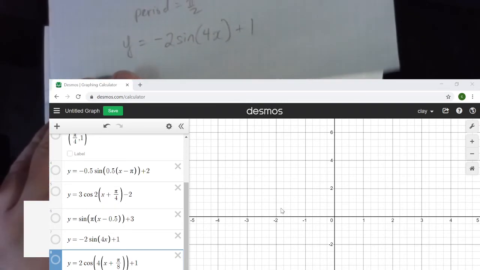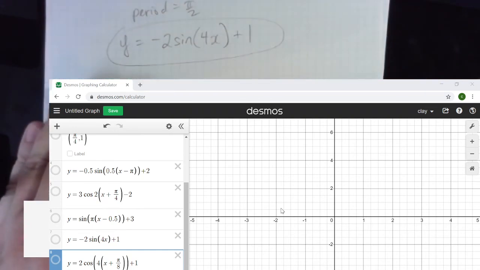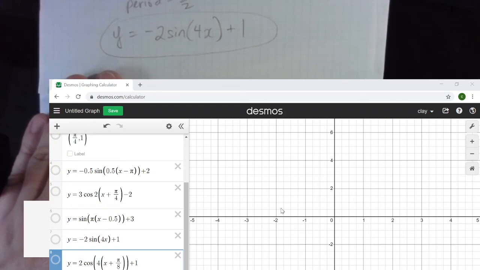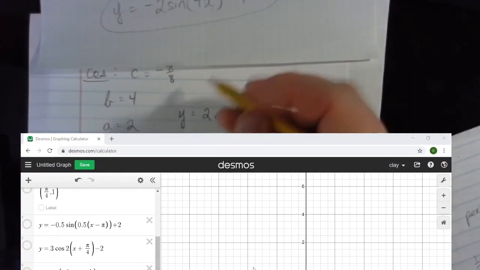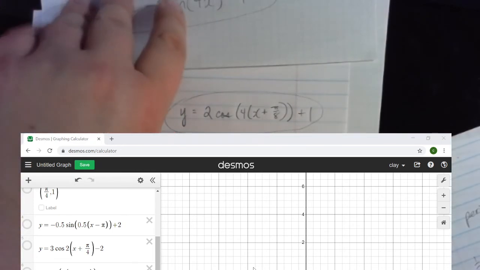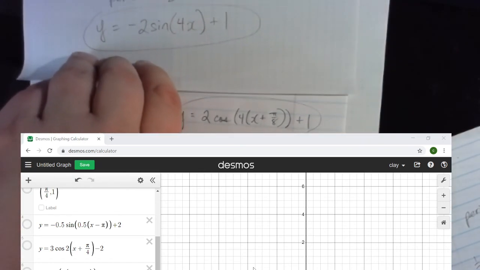Okay, so there's one equation right there, and the other equation is right under it. Again, let's just move Desmos a little bit. There it is. Okay, so there's my two equations. Let's just double check that I typed them properly. I think I did.